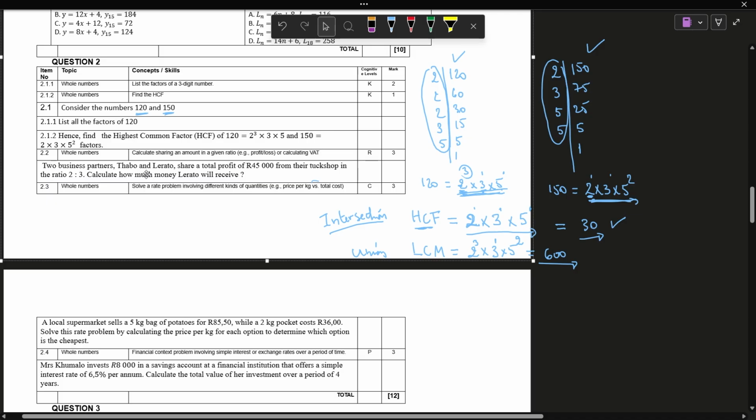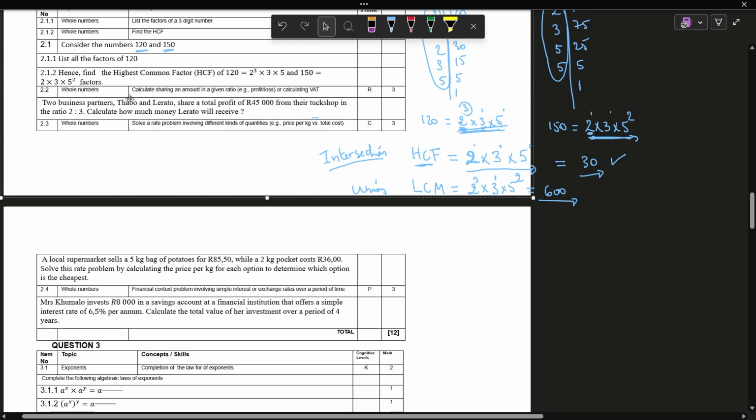They said 2 business partners here. So two business partners, right? Tabo and Lerato share a total profit. This is their total profit. So they share their total profit from the tax shop in this ratio.